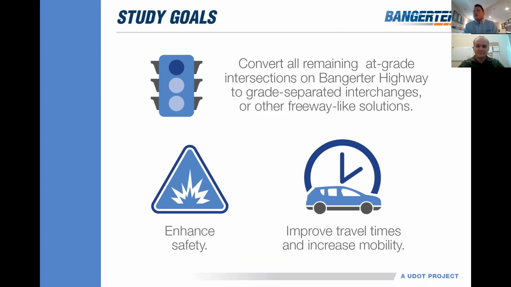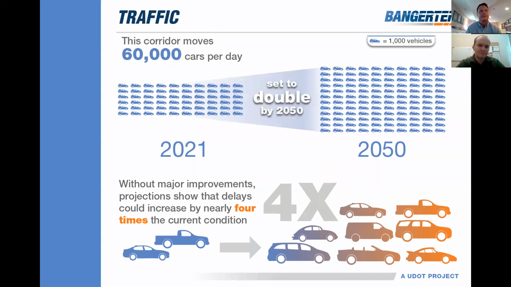The purpose of this project is to improve safety and increase mobility in the area. The current scope is to replace the traffic signal at 134 South with a freeway-style interchange. So this improvement will reduce travel times on Bangerter Highway and 134 South. In addition, it will reduce the number and the severity of crashes by eliminating high-speed conflict points.